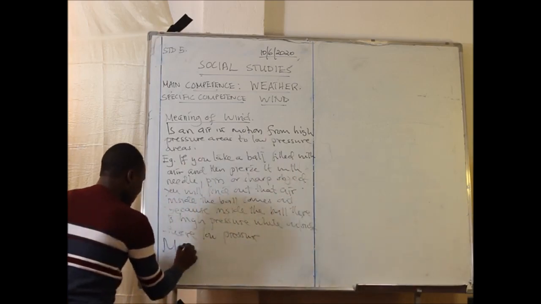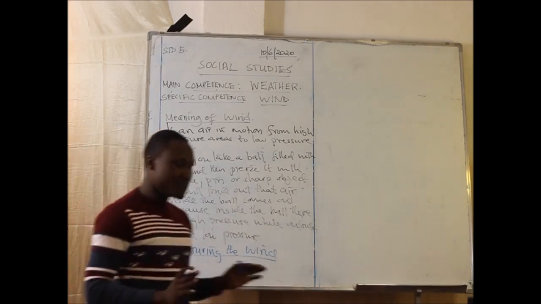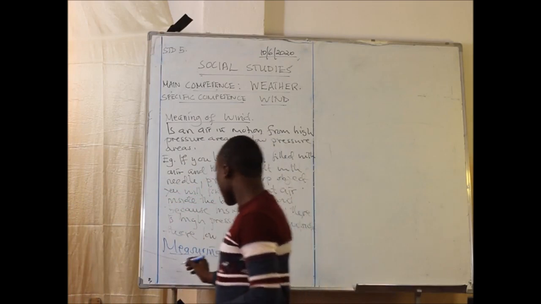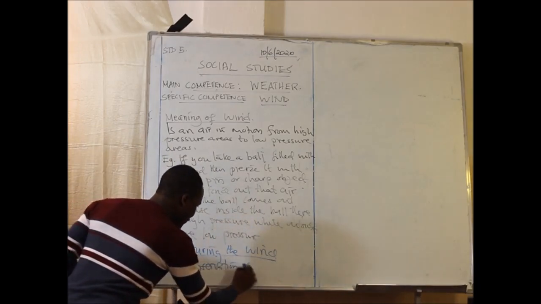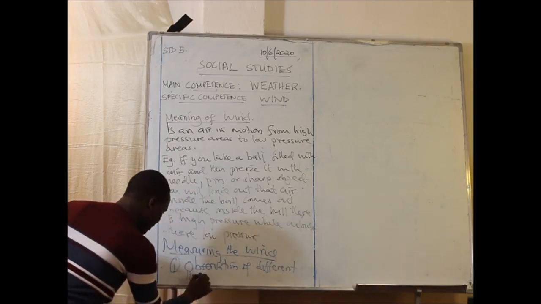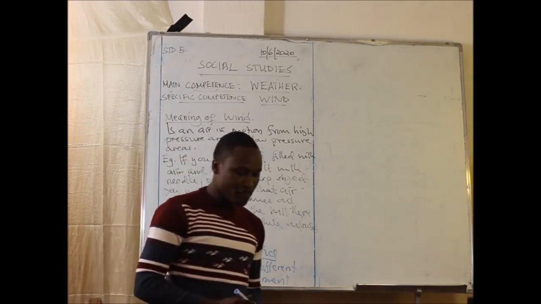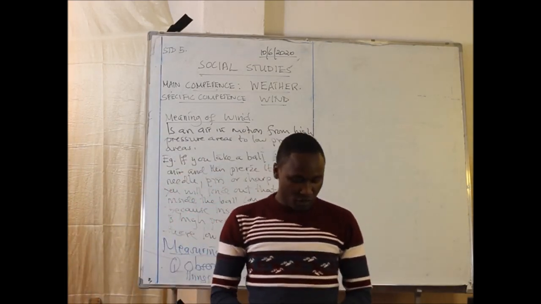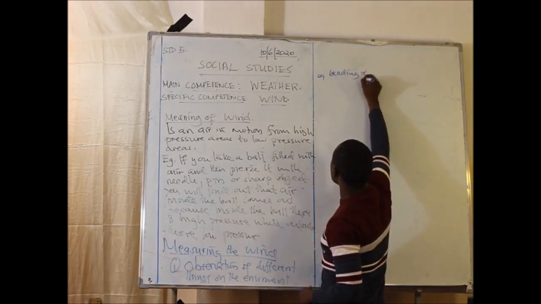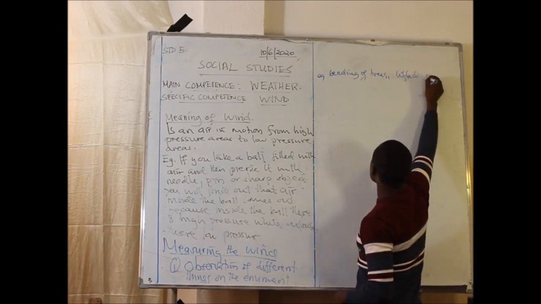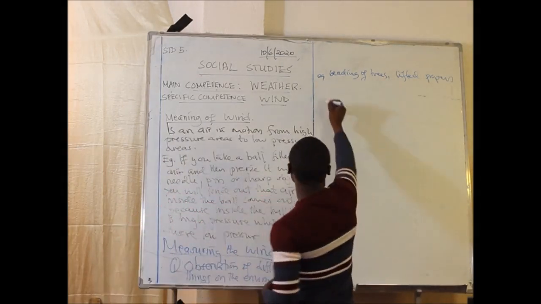Now, measuring the wind. How can we measure the wind? There are different ways that are used to measure the wind. Number one is by observation of different things on the environment. If we observe different things on the environment, we can measure the wind. For example, bending of trees, lifted papers, and the others. But also we can measure the wind by using instruments or devices.